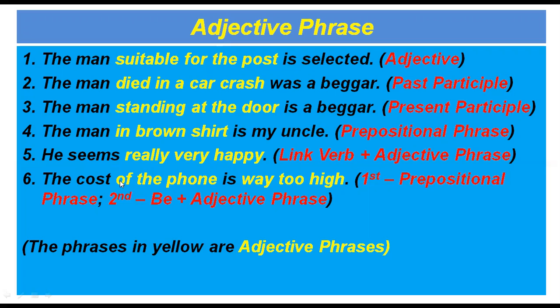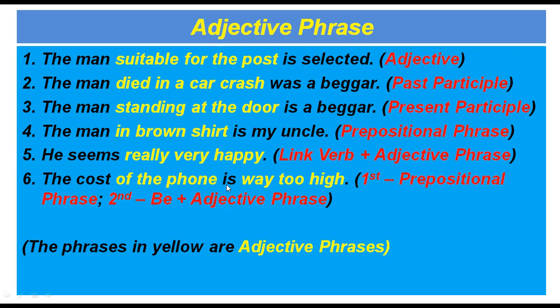And in number six, the cost of the phone, it's like number four, in brown shirt. See, it too starts with a preposition. So we can call it a prepositional phrase at the very outset, but in the sentence, it turns out to be an adjective phrase because the cost of the phone, this phrase gives more information about the cost. Which cost are we talking about? We're talking about the cost of the phone.